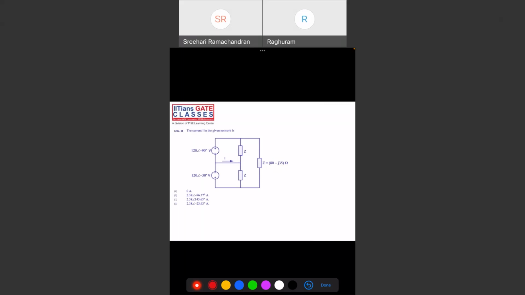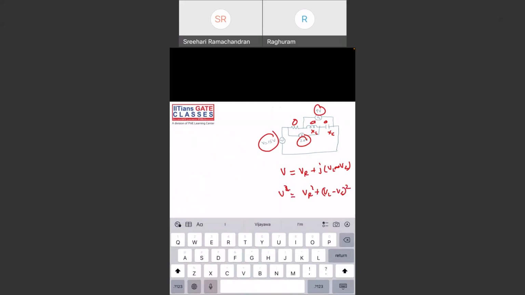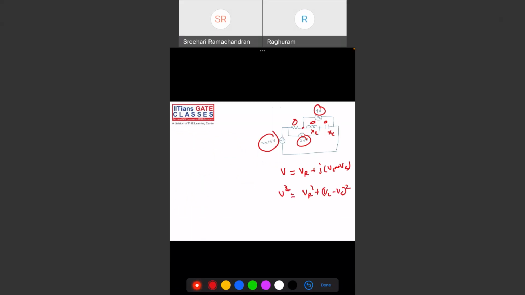So the total voltage, tell me what is the total voltage. 15 is equal to the voltage across VR plus j(VL minus VC). Or V square is equal to VR square plus (VL minus VC) whole square. This is what the voltage is. Now I have given that VL minus VC is 9 volts. Can I find VR now? Are you able to understand?